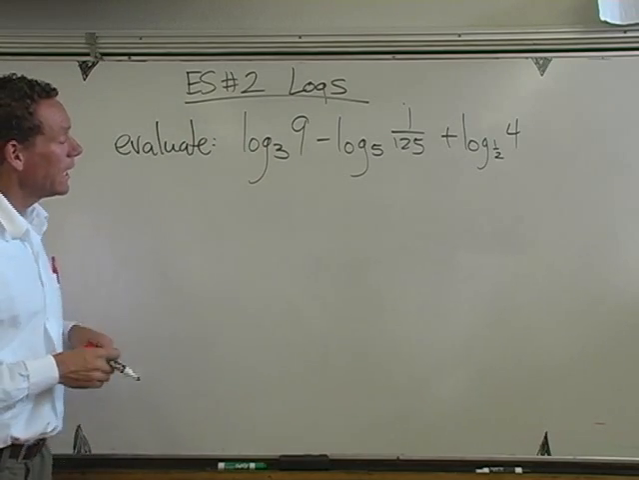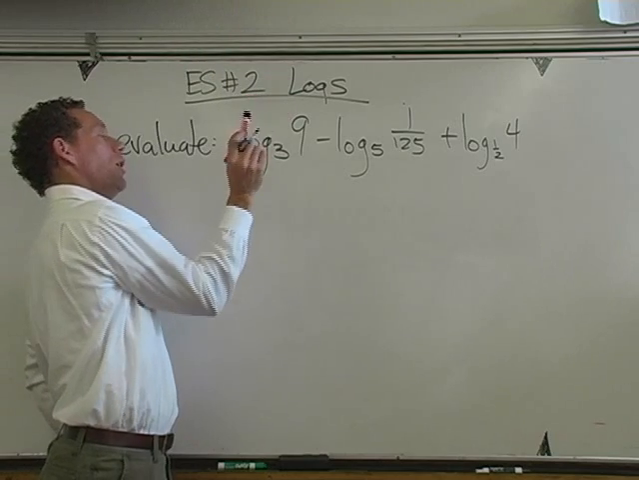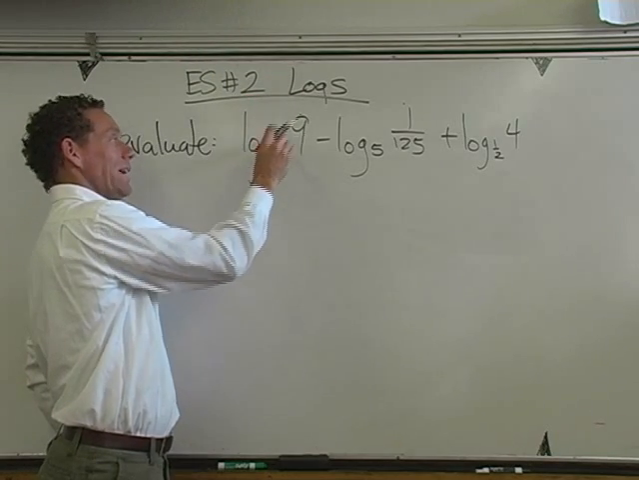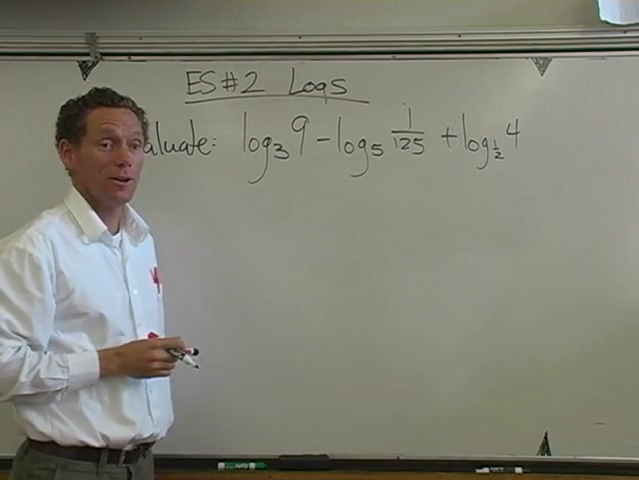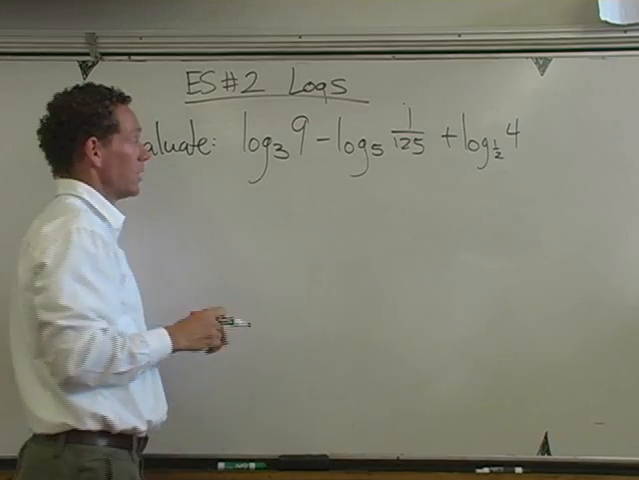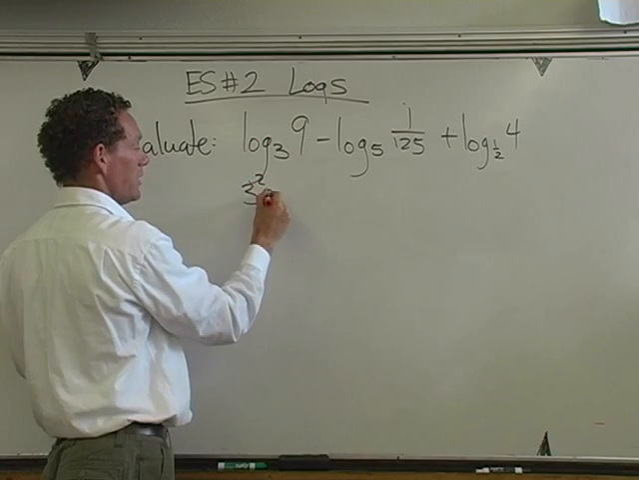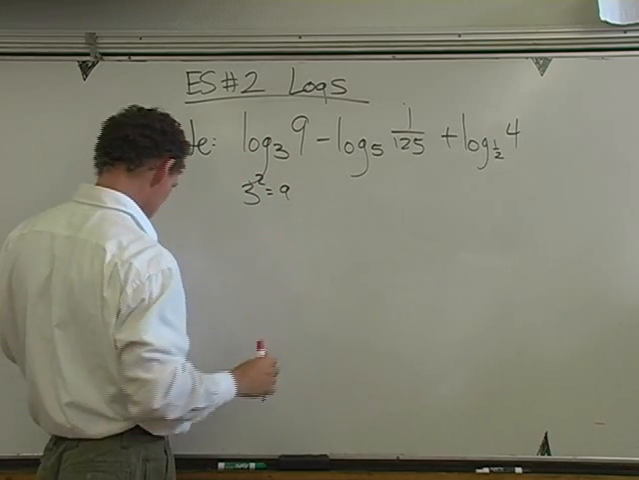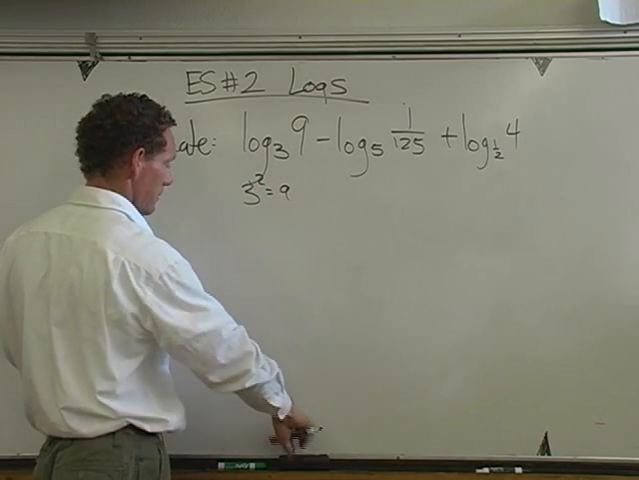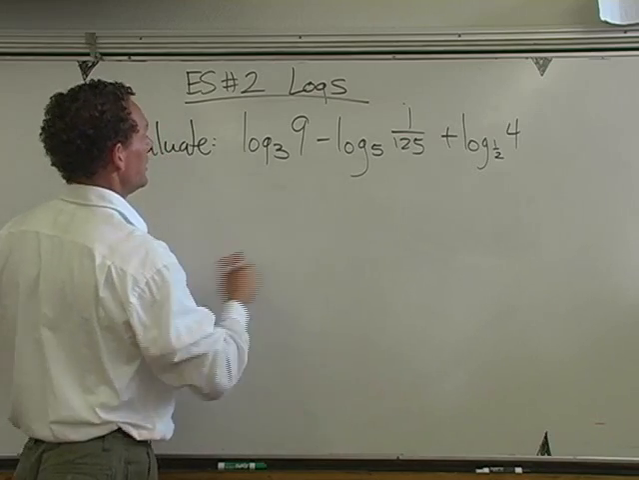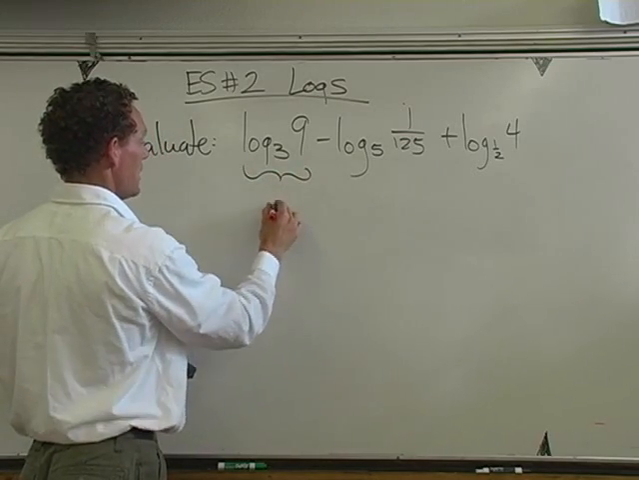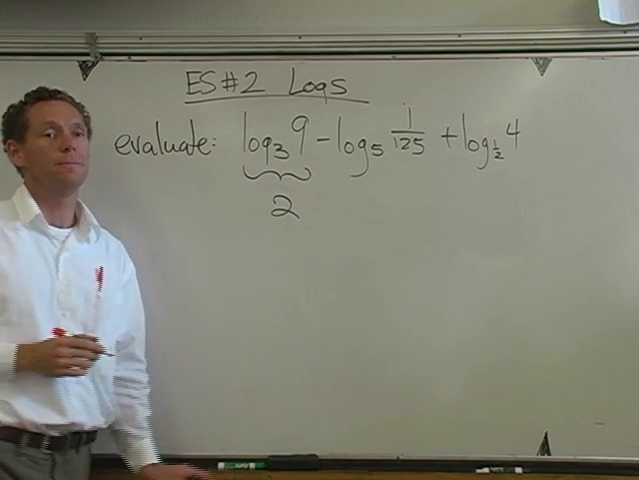And so you're thinking, the base to what exponent would give that answer? Jonathan? 2. Good. So 3 to the 2, because 3 to the 2 equals 9, the value of this is 2.